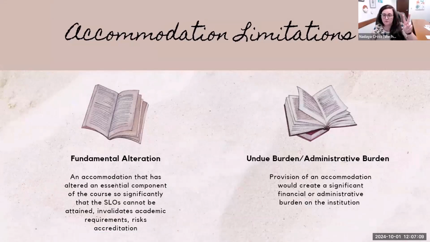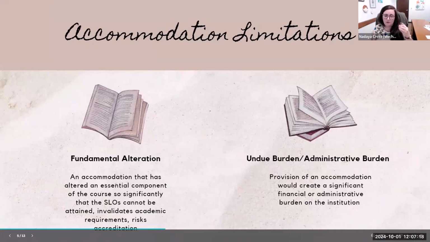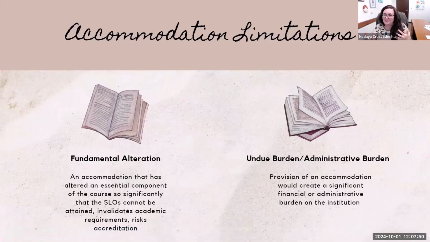So there are only two legal reasons why we can deny an accommodation. The first one is a fundamental alteration. That is an accommodation that has altered an essential component of the course so significantly that the student learning outcomes cannot be attained. Maybe it invalidates any kind of academic requirements or risks accreditations. It is a very high bar to meet. I've only seen it happen twice since I've been here. It's a very high bar to meet. Ideally, we want to be able to provide accommodations that, again, allow the students to receive or share information with us. But sometimes it happens, ultimately they're here to get a degree. We're not just gonna print it off real fast and hand it over to them without them doing the work.